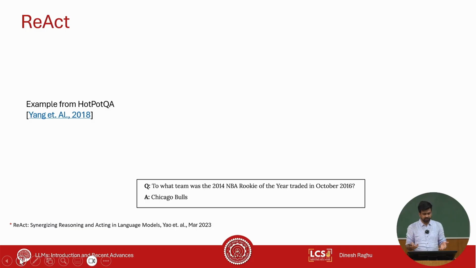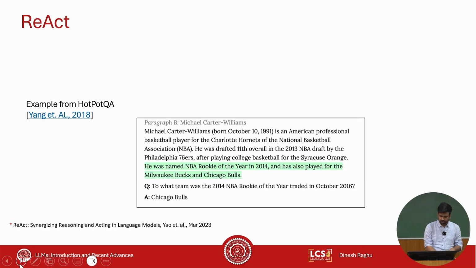So you will have to first figure out the document about Michael Carter Williams. Basically, if you search who was Rookie of the Year 2014, you're very likely to hit this particular document because of the phrasing here. With this document, you will be able to figure out that Michael Carter Williams was the person who was awarded the Rookie of the Year. Although it also has additional information, like he has also played for Milwaukee Bucks and Chicago Bulls, if you don't know the answer, you may not be able to pick which of these two teams was the team that he was traded to.